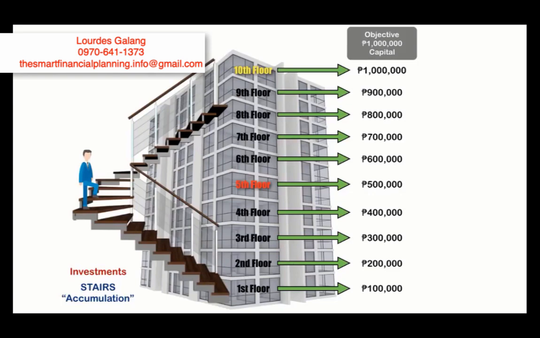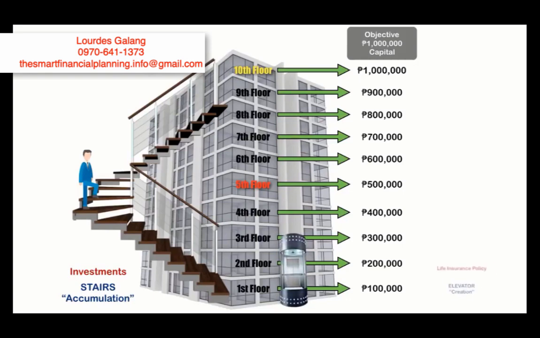Pero pagdating mo sa 5th floor, something happened to you. Like say, for example, nagkaroon ka ng heart attack. Okay? Now, since sa 5th floor ka lang inabot at nagkaroon ka ng heart attack and you died prematurely because of the heart attack, then you were only able to accumulate 500,000 pesos dun sa objective capital mo na 1 million. Kasi nga, paano ka pa aakyat hanggang 10th floor? Nagkaroon ka na ng heart attack. So, hindi ka na makakaabot dun sa 10th floor, which is yung 1 million na objective capital mo, di ba?